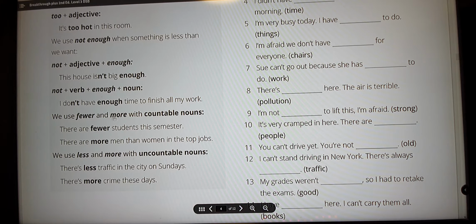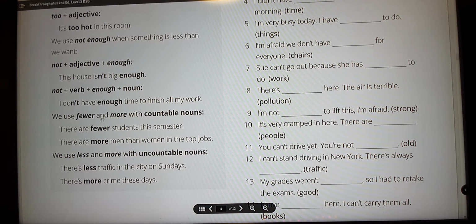We use fewer and more with countable nouns. There are fewer students this semester. Students, countable. One student, two students, three students. There are fewer students this semester. There are more men than women in the top jobs. Men, women, countable. We use less and more with uncountable nouns. Okay, so now you see we use more with countable nouns. We use more with uncountable nouns.